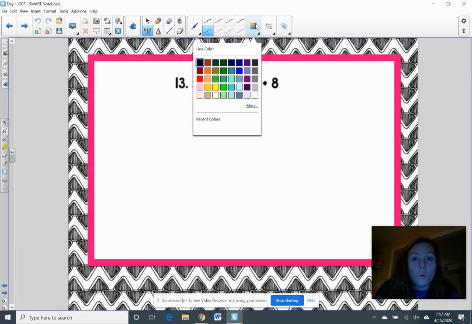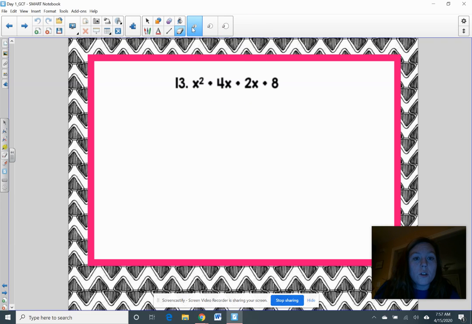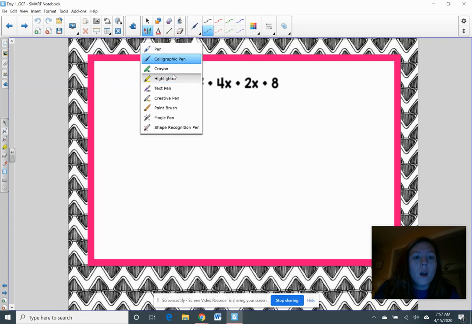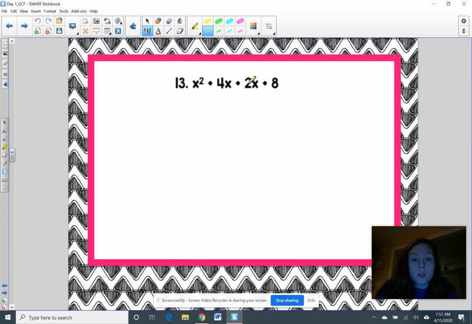Okay, so what we're going to do is I want you guys to think of this as 2 separate problems. So see how there's 4 terms? This is just problem number 13. Think of that. 1, 2, 3, 4. There's 4 different terms. So I first want you guys to think of it like this problem and this problem, okay? Just think of it as 2 separate problems, okay? So first thing we're going to do is we're going to factor this yellow problem, okay?